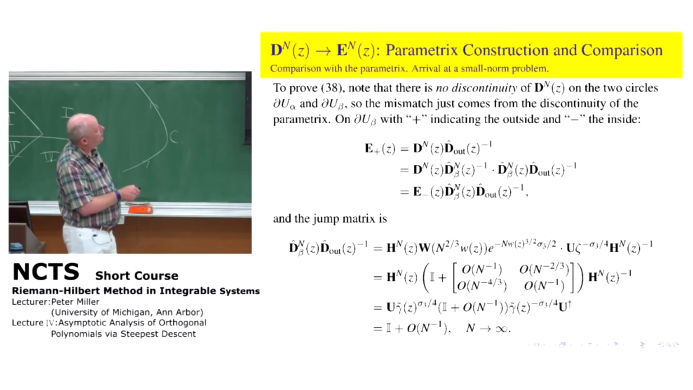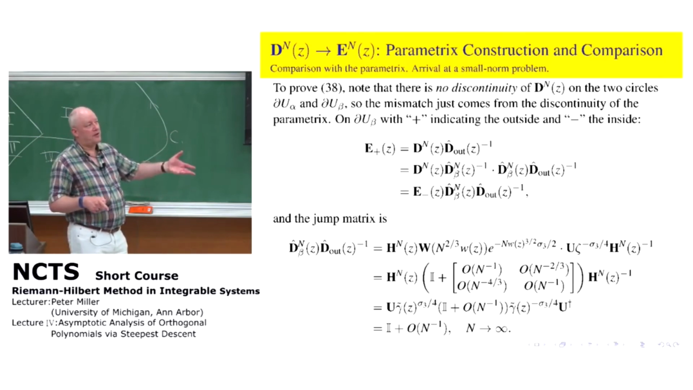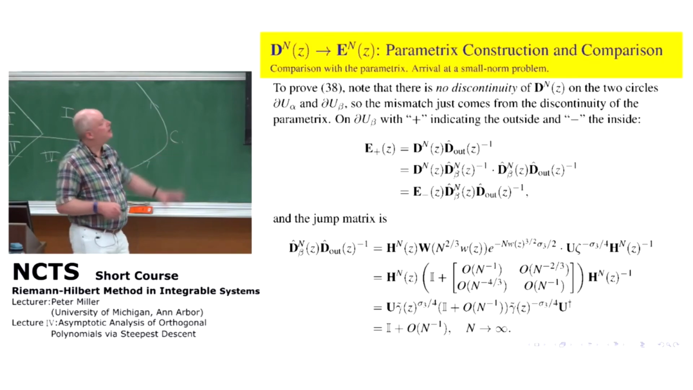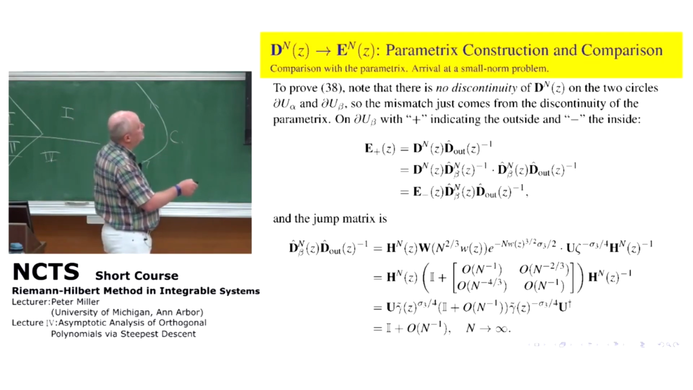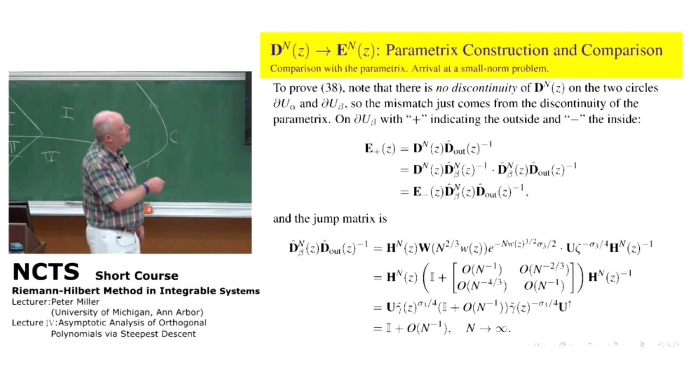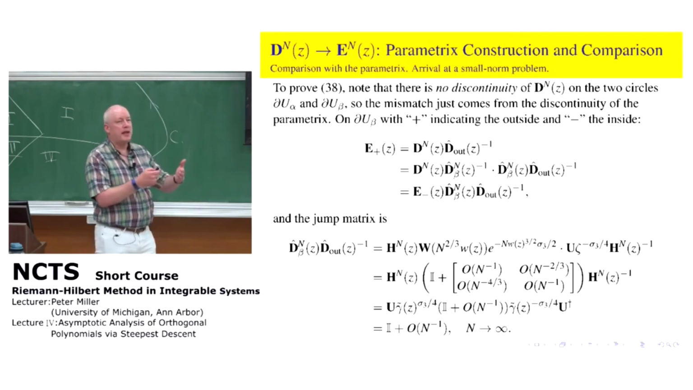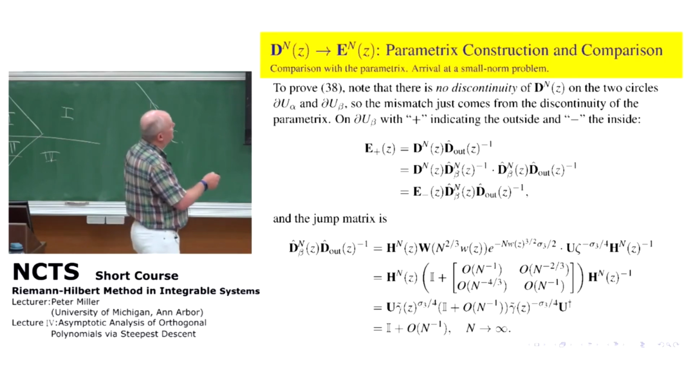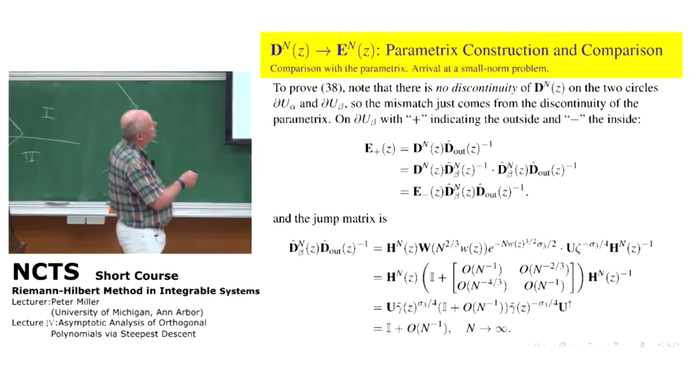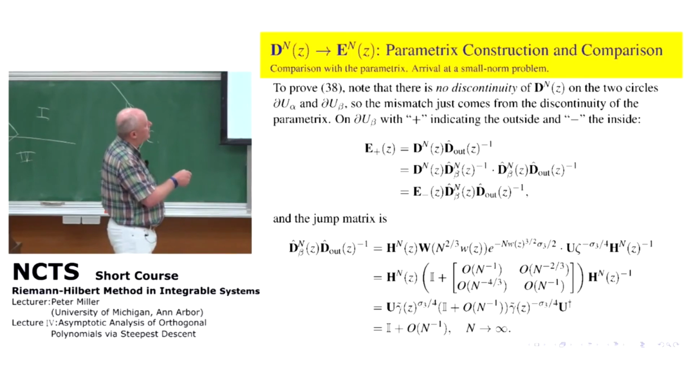For those, we notice that there's no discontinuity of D on the 2 circles. I mean, that's artificial, right? The jump matrix for D had the 2 lenses and had the real line, but it did not have these circles. That was a consequence of putting in a parametrix that was built from a piecewise formula. So there's no discontinuity of D on the 2 circles, but the mismatch is coming from the discontinuity of the parametrices. And that's the place where we tried hard to make the inner and the outer parametrices match onto each other. Okay, so E plus of z on the circle, plus is on the outside because they're clockwise oriented.